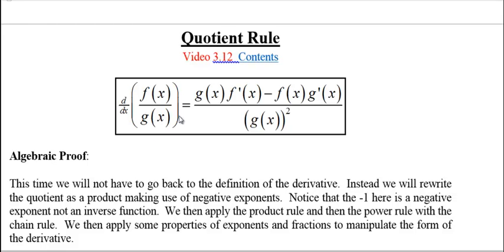Turns out the answer is you get the bottom function, g of x, times the derivative of the top, minus the top function times the derivative of the bottom, over the bottom squared.